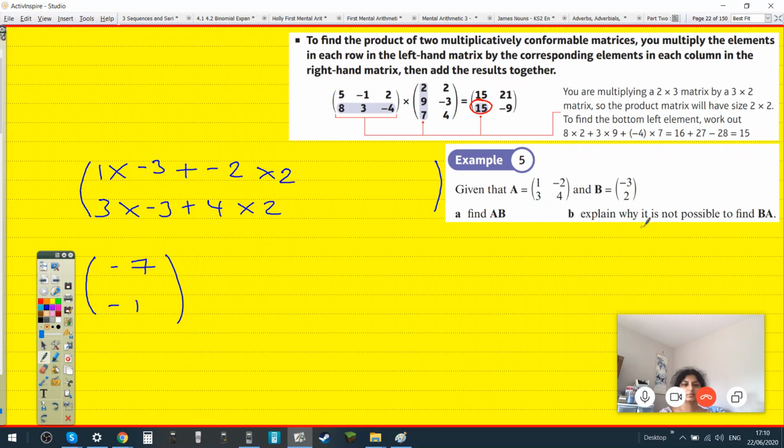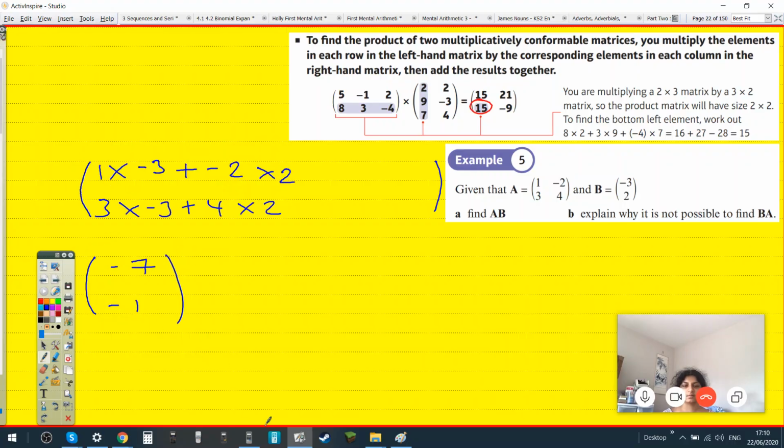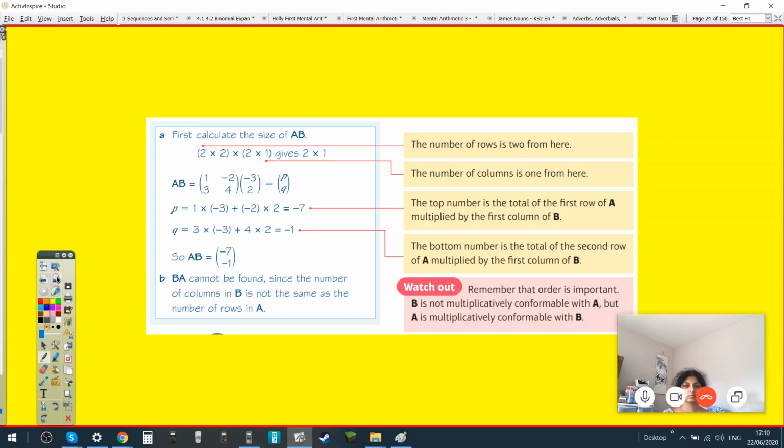That's it. Explain why it's not possible to do B times A. It's because the number of rows isn't the same as the number of columns for the other one. The number of rows in A is not equal to the number of columns in B. What you can also do is get your matrix A times matrix B, and you can get the answer that way.